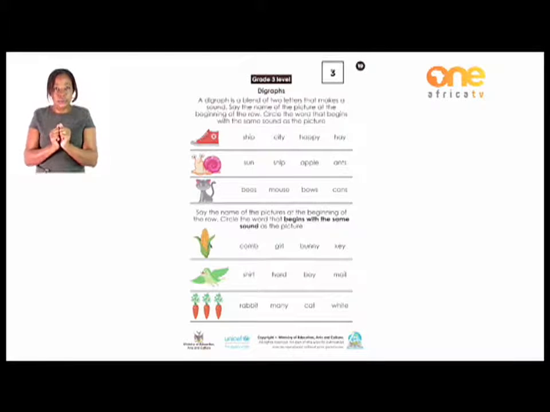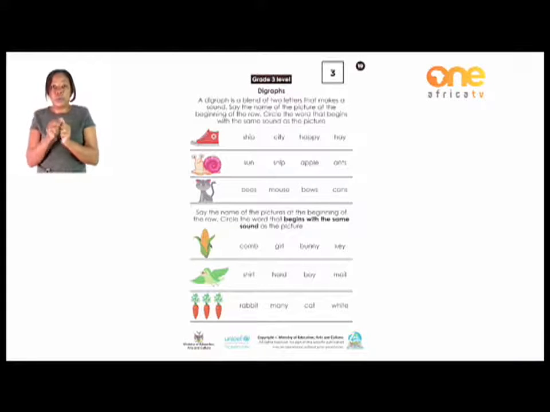You say the name of the picture again at the beginning of the row, and then you circle the word that begins with the same sound. The same thing again. What is the name of the first picture that you see? Then you have to know the sound. Which sound does this picture start with? And you circle the word that has that sound.